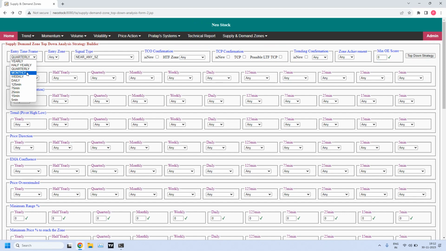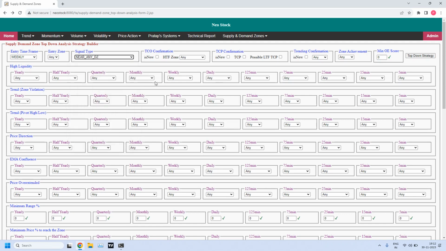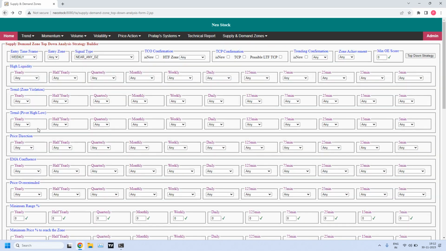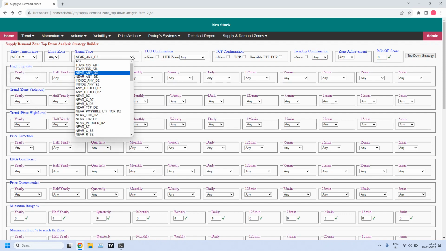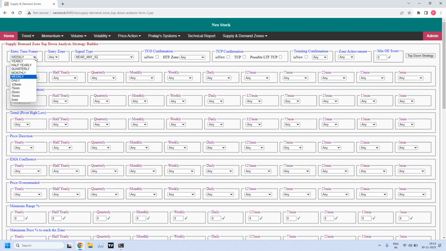And monthly we already generated in the monthly report, the detailed report. Please refer there. And for the weekly time frame, let us find the stocks near to the weekly demand zone. So 5 stocks are filtered near to the weekly demand zone. So let's go back. Weekly time frame, let us find the stocks which are near to the weekly supply zone. So 7 stocks are filtered where price is near to the weekly supply zone. So let's go back. And next one is daily.